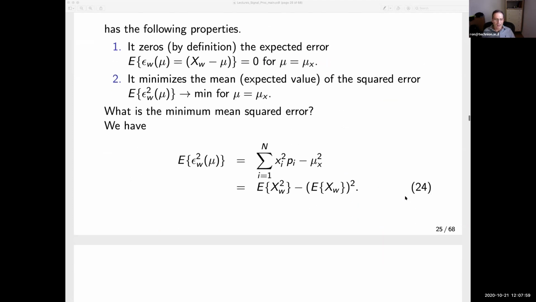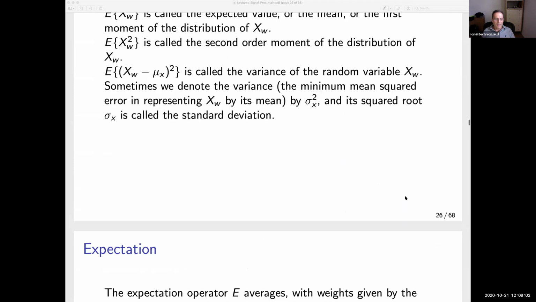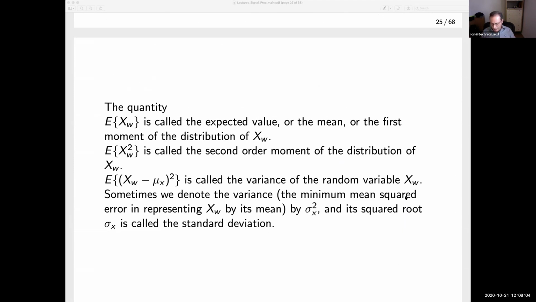Let's see if I'm not missing anything important. So again, the expectation is called the expected value or the mean or the first order moment. The sum of the squares is called the second order moment of the distribution of my random variable. And this guy, the analog of the MSE, is called the variance.